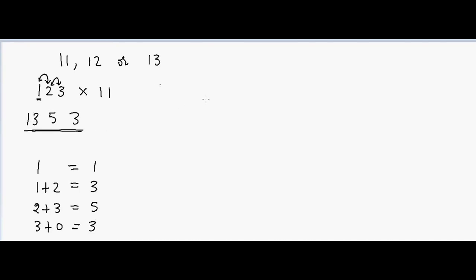Again, how will I do the same for 12? If I have 1 2 3 and I want to multiply by 12, here what I will do is first take the first digit. The first digit we have is 1, so I'll just write a 1 here. Then, to calculate the second digit of our answer, we'll take the first digit, multiply by 2 and then add 2 to it. So 2 into 1 is 2, plus 2 is 4.